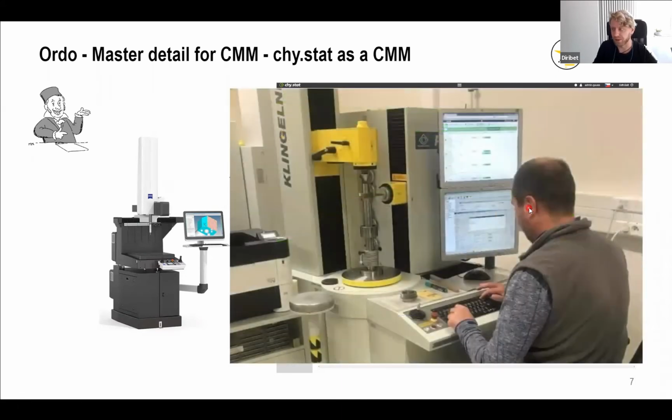On this screen, you can see that this solution is already running. This is a picture from the Škoda Auto company. And the measurement machine is Klingelnberg. There you can see chy.stat with the Ordo module. This is the Klingelnberg software. So after the measurement, the operator is able to see the results, and he can evaluate the order directly in the chy.stat module called Ordo.